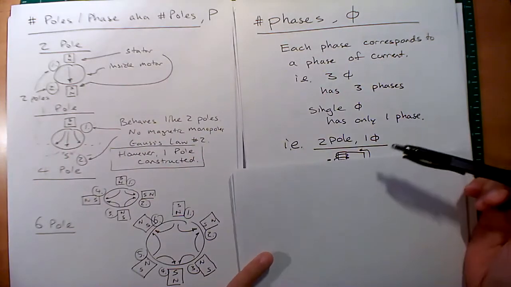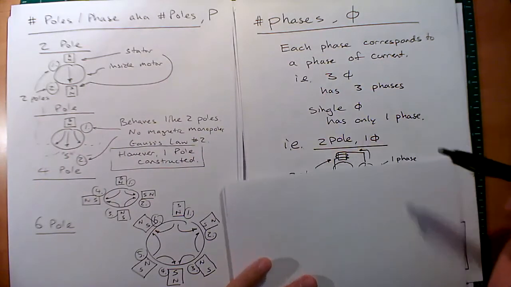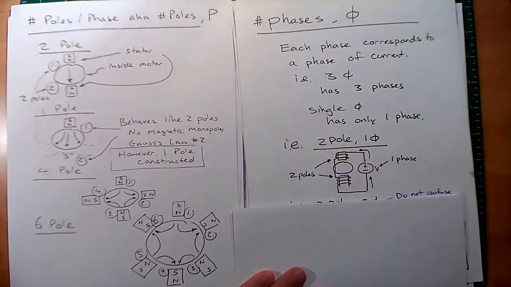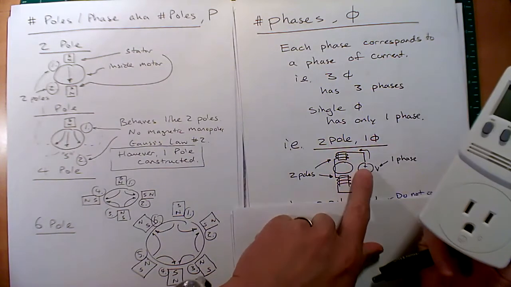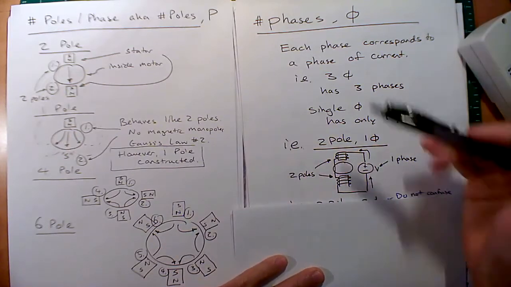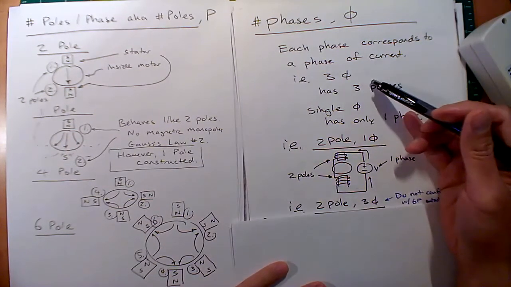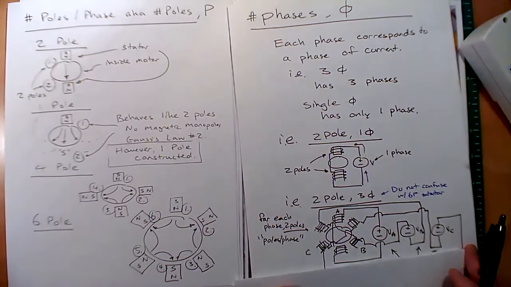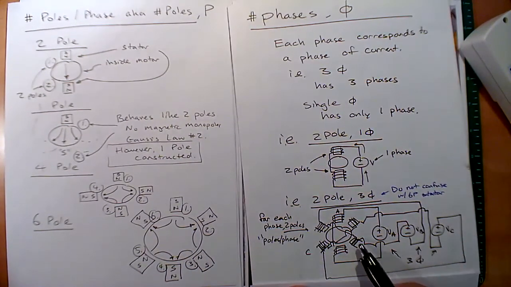Now, here's an example of a two-pole, one phase. Two poles, one phase. That's like this wall plug as the voltage supply, and you have two poles. What about a two-pole three-phase? Well, what you have is this. I know it looks a little complicated. We've actually seen this before in the previous lecture, but we'll dive deeper into how these things are wound.